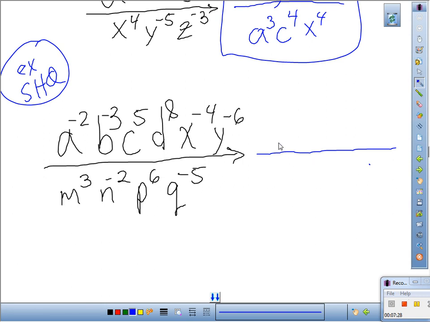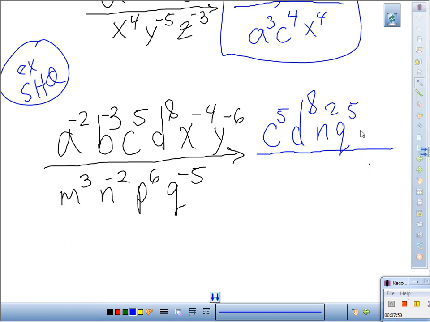Let's see, Zachary, what you get for your numerator? Z to the 5th. Oh, C. Oh, I see. Okay, go. D to the 8th. N to the 2nd. Q to the 5th. Hands if you got that. Okay, pass someone.